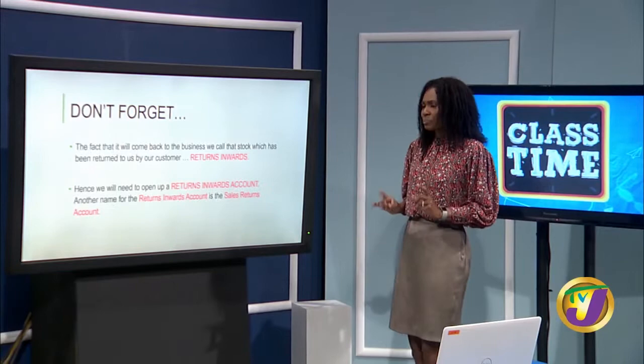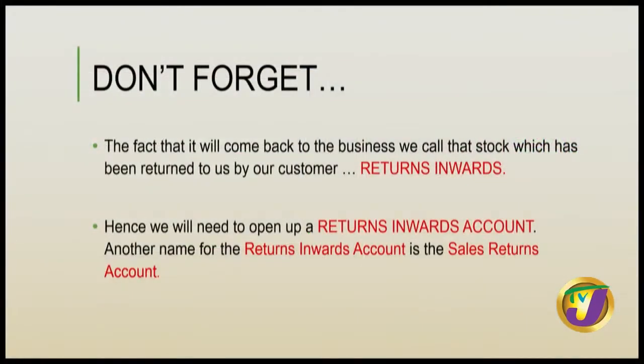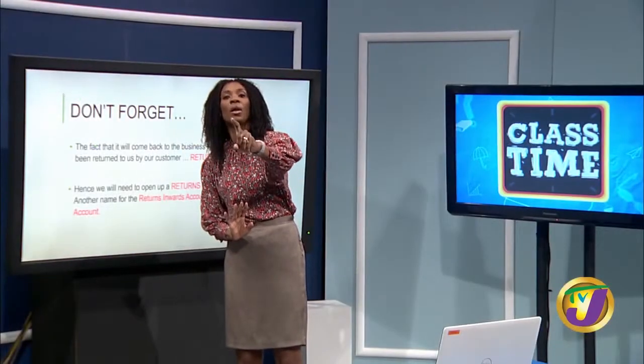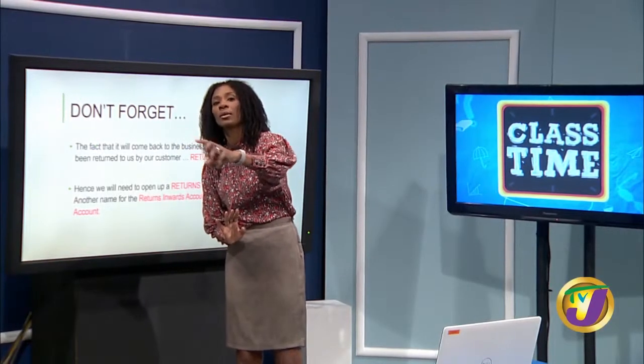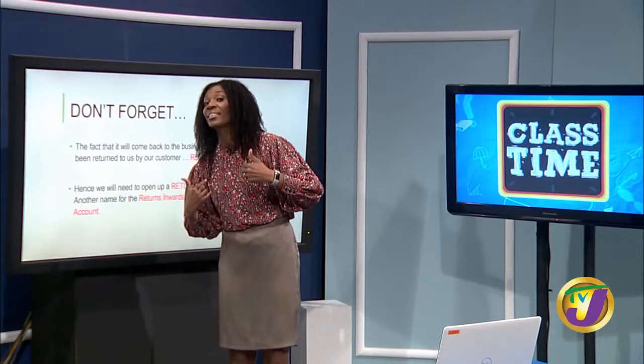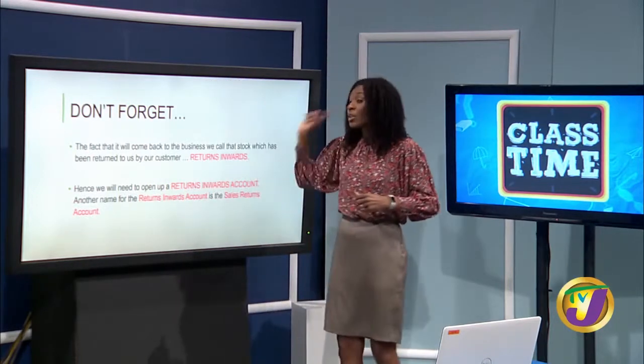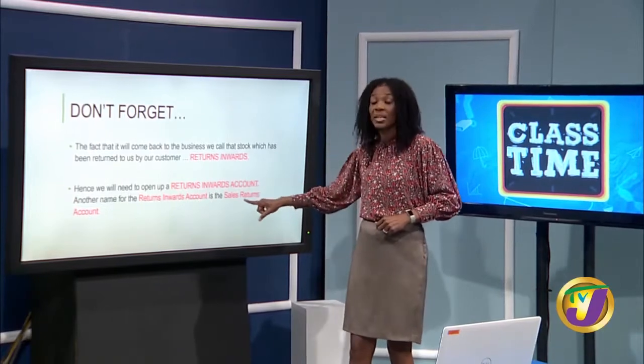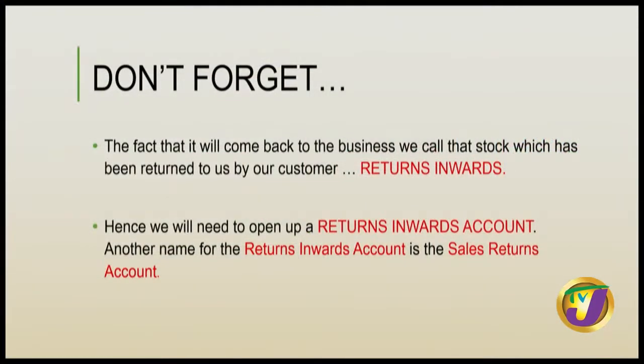Now, don't forget that the fact that the goods come back to the business, we call it returns inwards. Hence, we will need to open up a returns inwards account. And another name for the returns inwards account would be what, students? When we bought the goods and we returned it to our suppliers, we called it what? Purchases returns, don't it? So what do you think we're going to call this one if we sell the goods and the customer carry it back to us? A sales returns. Good. So another name for the returns inwards account is the sales returns account. Don't forget.